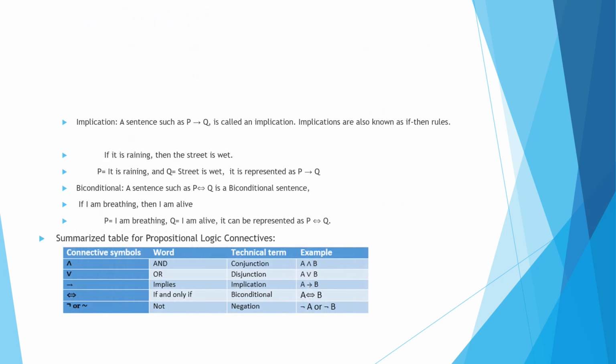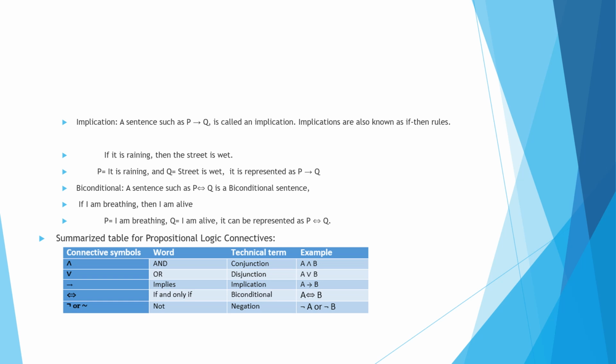Now we are going to see the implication logical connective. A sentence such as P implies Q is called an implication. The arrow symbol represents the implication logical connective. Implications are also known as if-then rules. Let's see one example. If it is raining, then the street is wet. In this statement, it is a conditional statement. We call it an implication statement.